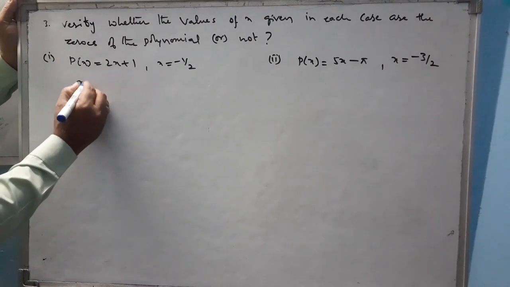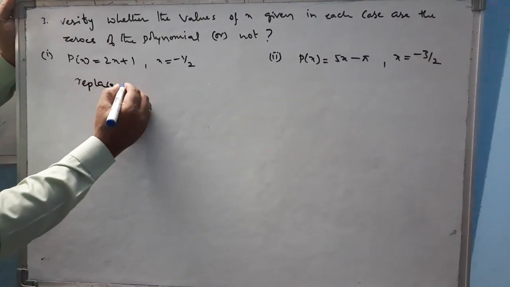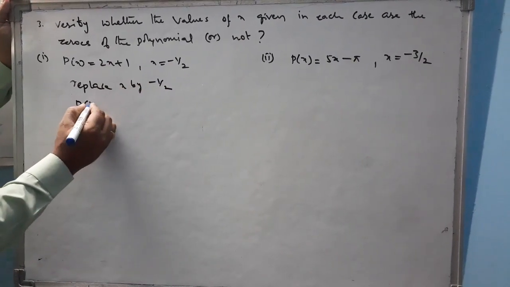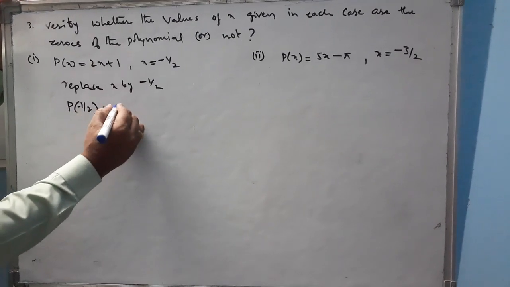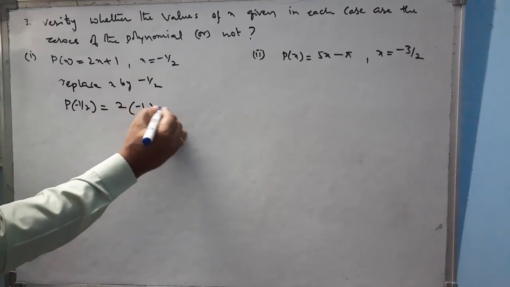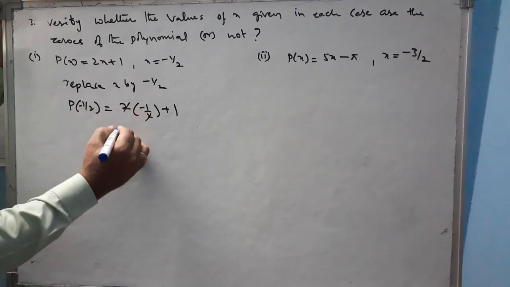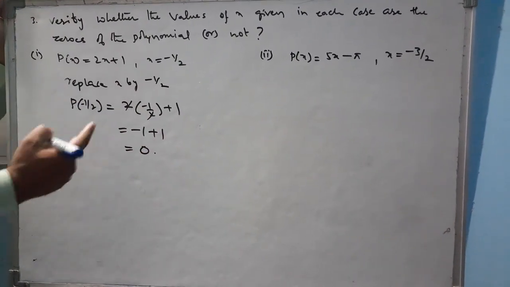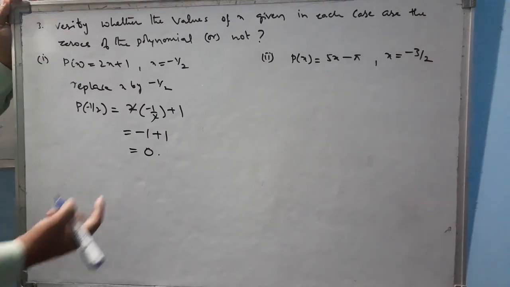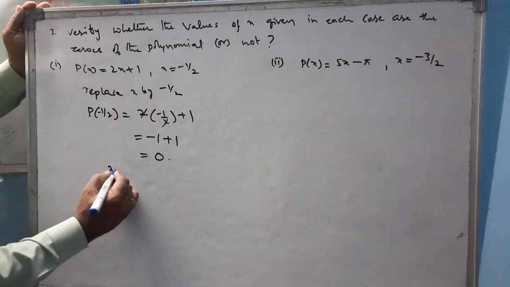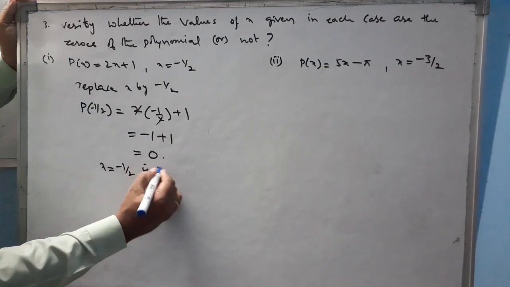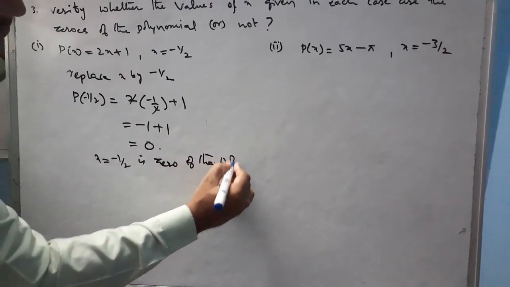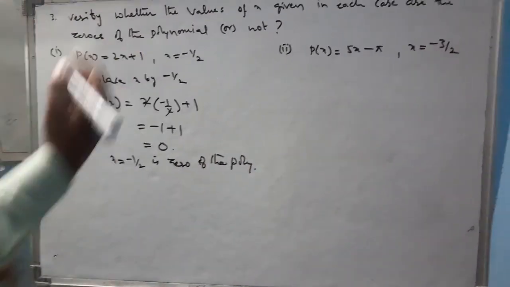So replace x by minus 1 by 2. We get p of minus 1 by 2 is equal to 2 into minus 1 by 2 plus 1. So the 2 will be cancelled, that is minus 1 plus 1, which is equal to 0. So p of minus 1 by 2 equals 0. Then x equal to minus 1 by 2 is a zero of the polynomial. Next, the second one.